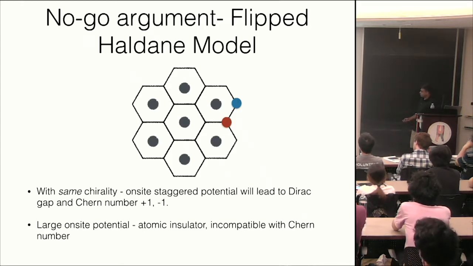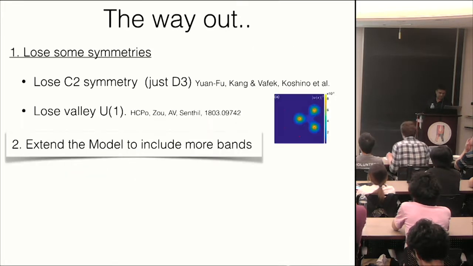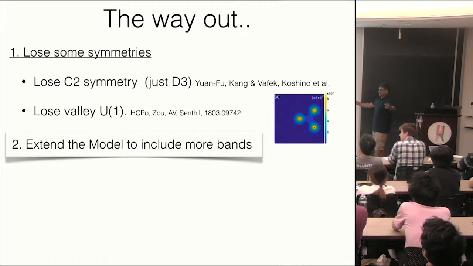So what are your options? You have to give up on this two-band model, basically, right? So what options do you have? Actually, let me just come back to the slide a little later. The options that you have are, one, you can lose some symmetry. You can write down a tight binding model where you don't have some symmetry. For example, you can lose the valley symmetry. The model doesn't explicitly have valley symmetry. It combines two Dirac points here and two Dirac points from the other side, which have net chirality 0.